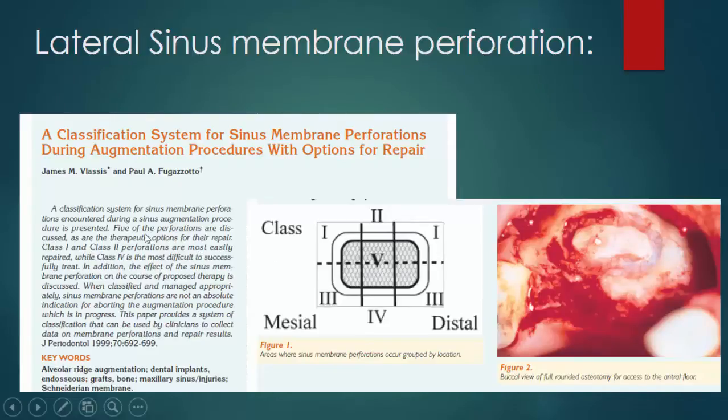According to the study, they showed that class 1 and class 2 perforations are the most likely to be repaired, while class 4 is the most difficult to manage. So if we have a perforation on the superior border, it is easier to manage than if we have a perforation on the inferior border.